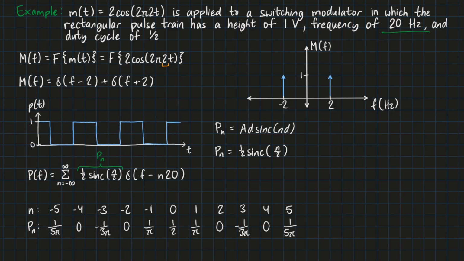For harmonic n equals 0, this is the DC offset of the pulse train. So since the minimum is 0 and the maximum is 1, the midline is at 1/2. For all other harmonics, you can find P_n by plugging in values of n in the sinc function. Since in this example the duty cycle is 1/2, every second harmonic, P_n would be 0.